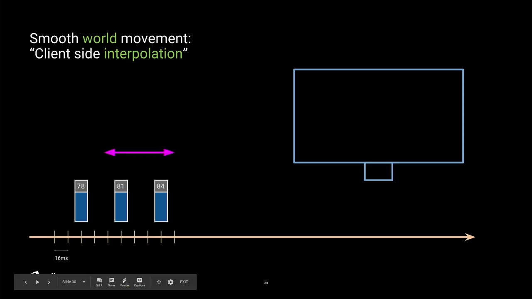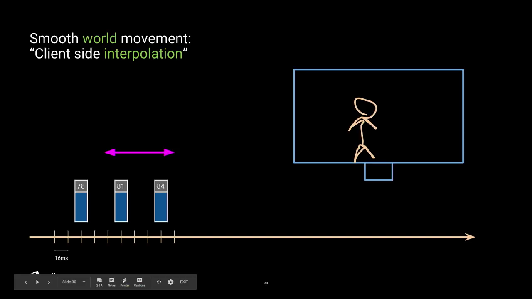And the idea is, let's try and make a frame after 84, and let's try and make it a nice, smooth frame. So we have to do something else. We introduce what we call client-side interpolation, and the purple marker there is the amount of interpolation. So we go a little bit back in time and find a nice spot between two updates from the server, in this case between 78 and 81. And in there, we make an interpolation between the position of the other guy where he was at 78 and the position where he was at 81. And then from that interpolation, we draw the guy on the screen.